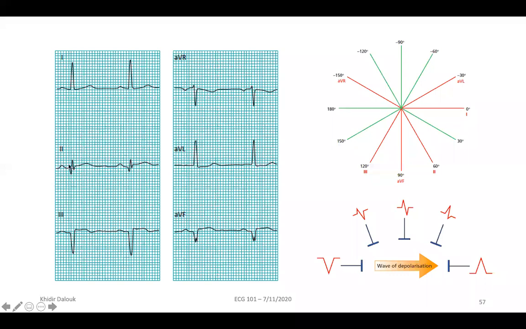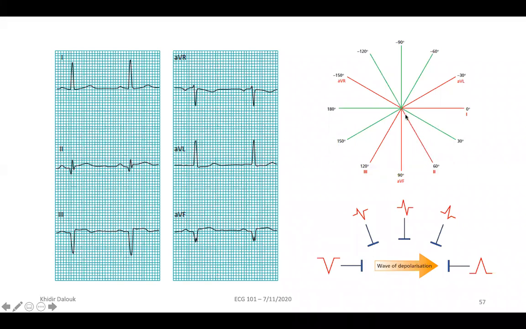If you look at the equiphasic lead, and why we're interested in the equiphasic lead, because I mentioned earlier, if the wavefront is going perpendicular to a lead, if you imagine this is your lead and the wavefront is going perpendicular to it, that lead is going to have an equiphasic QRS. So here in this example, lead 2 is equiphasic. So this is our lead 2, right?